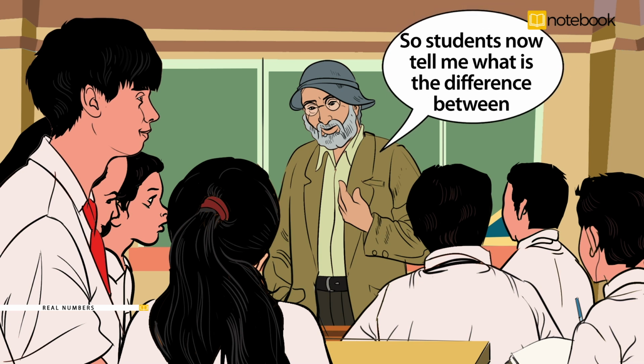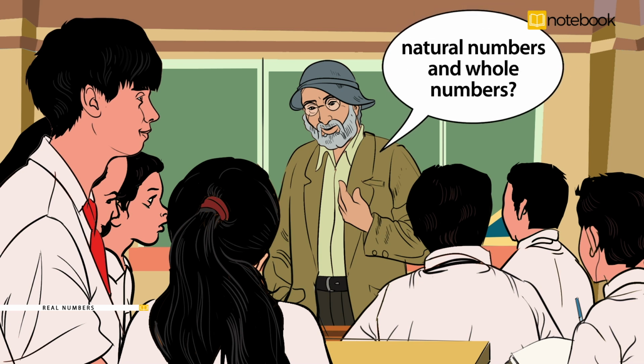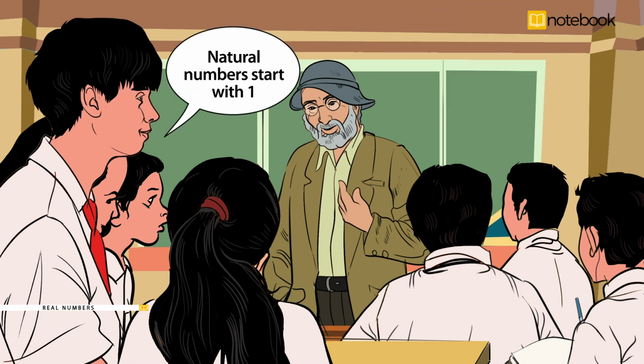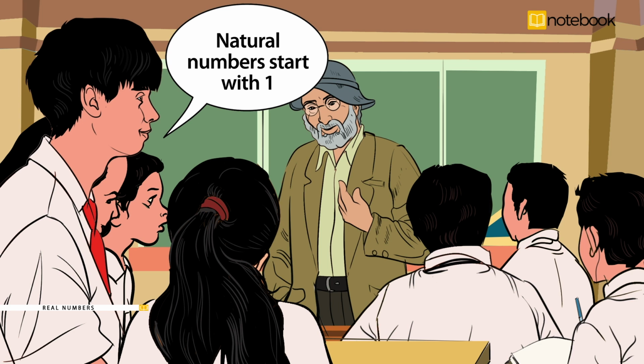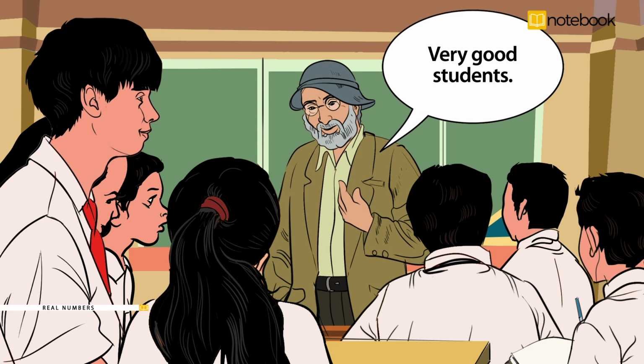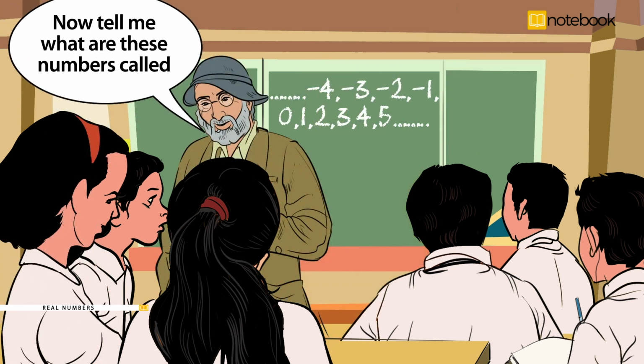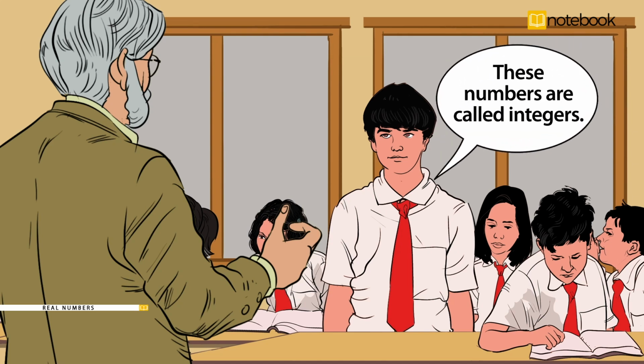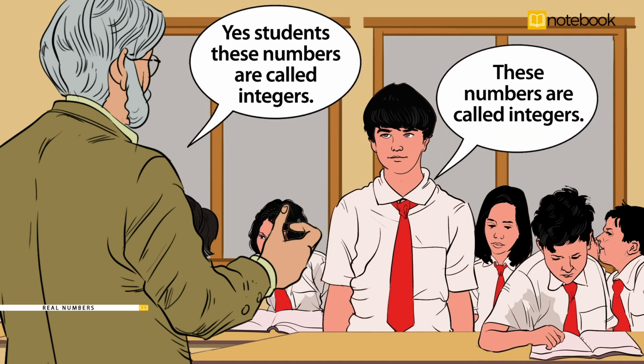So, students, now tell me, what is the difference between natural numbers and whole numbers? Natural numbers start with 1, whereas whole numbers start with 0. Very good, students. Now tell me, what are these numbers called? These numbers are called integers. Yes, students, these numbers are called integers.